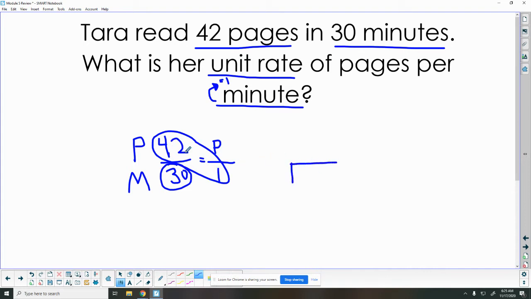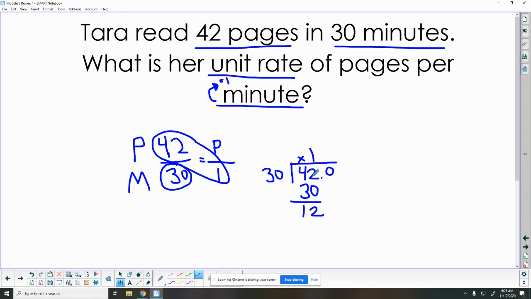So I know 42 times 1 is 42. And we're dividing by 30. So 30 can't go into 4, but it can go into 42 one time, which is 30. And we're going to have a remainder, but we don't want remainders in these problems that are using ratios. We want decimals instead. So I have 12 left here, and I'm adding my decimal.